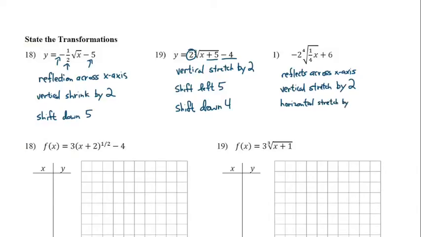And the last but not least, the 6 on the outside. If you're adding or subtracting, that is always a shift. It's outside, so it's either up or down. So we're going up 6. And there you go.